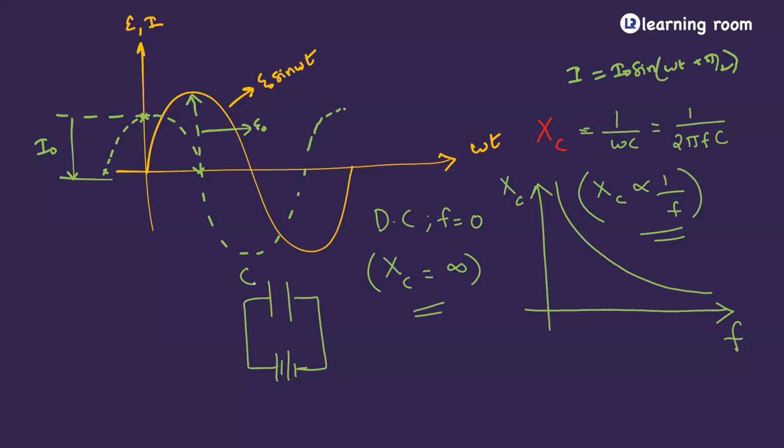From this, one important conclusion that we can draw is, for direct current, the frequency is going to be 0. If it is not a fluctuating direct current, if it is a steady state value, frequency is 0. When frequency is 0, Xc will be infinite. When Xc is infinite, it clearly says the capacitor will not allow DC to pass through it. Capacitors will only allow AC to pass through it. So make a note of it.